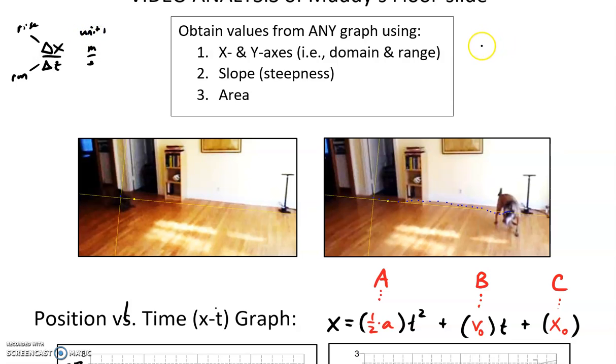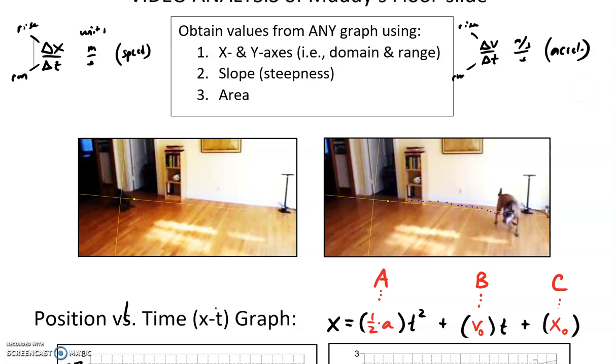For the velocity time graph, it would be your change in velocity over your change in time, as your rise and run, which would mean that this is going to be meters per second per second. So therefore this slope is acceleration for your velocity time graph, and meters per second gave you velocity or speed for the position time graph.